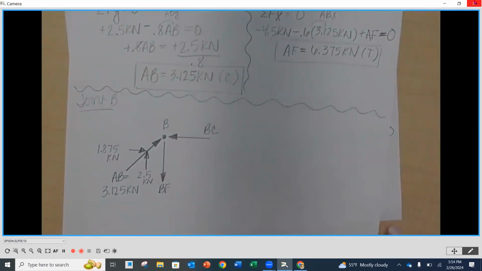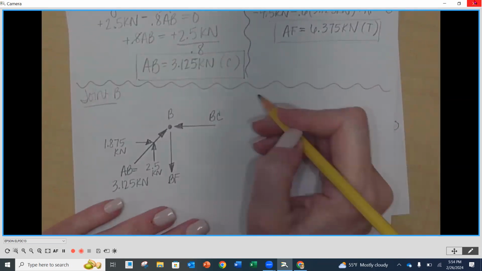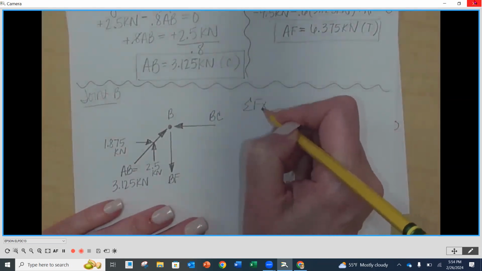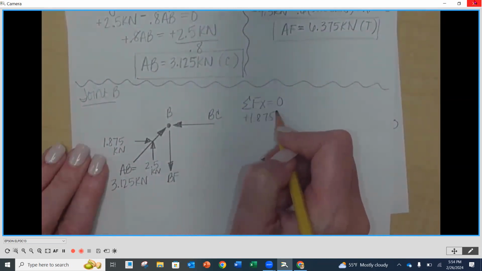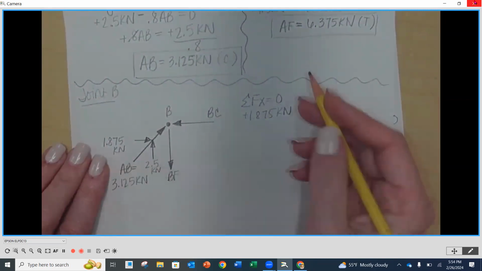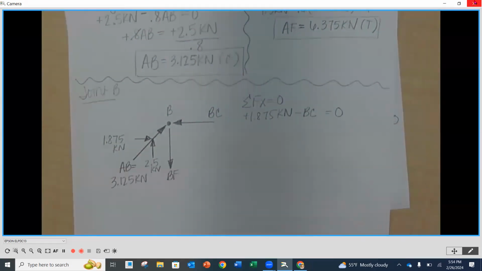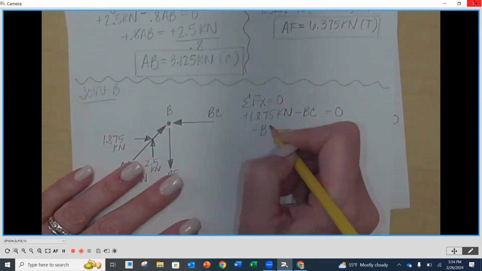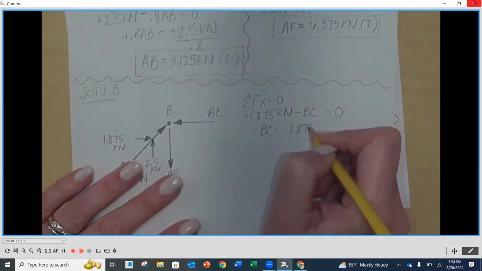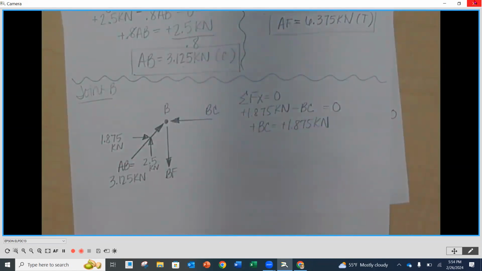So now when we sum our forces in the X and Y, we should get positive numbers because these directions look good. So let's go ahead and do that. We're going to sum our forces in the X direction. And I've got a positive 1.875 kilonewtons minus BC for that is equal to 0. Those are the only two forces in the X. Now I'm going to move my 1.875 to the other side. Negative BC is equal to negative 1.875 kilonewtons. They both become positive. You could move the BC to the other side. I just like having my variable on the left.